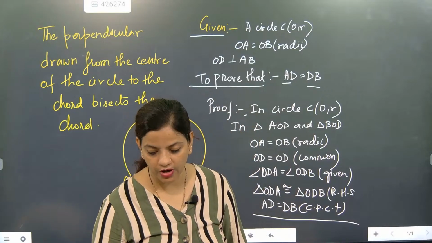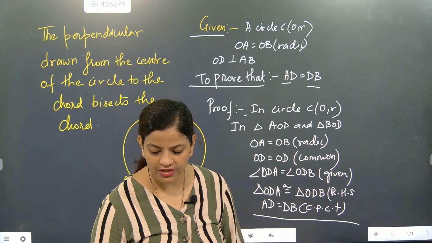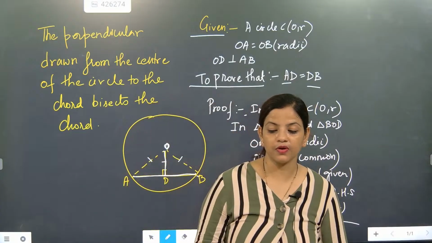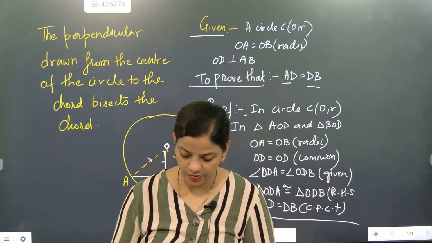That's the most important part. Any line drawn from the center of the circle to the chord bisects the chord. So this is one of the most important things. We must remember this one. Okay.